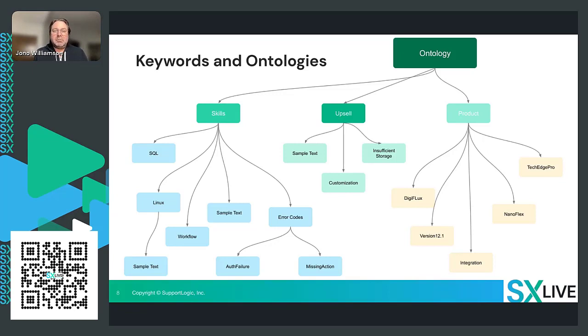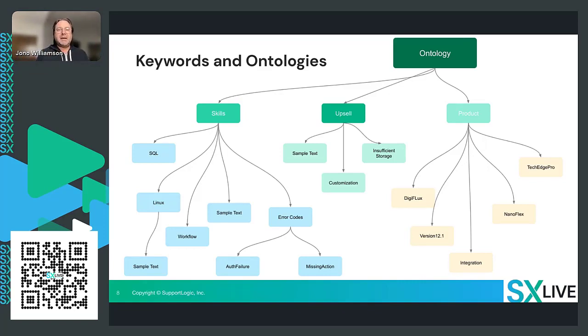But you can see I've put in some examples of things there, like SQL. Someone mentions SQL or Linux, or even you can see another group there within this for error codes. So you might want to put in error codes that someone's mentioning inside of there. And then you can track all of these and trend them as well, how often people are mentioning certain things like Linux or error codes, etc.